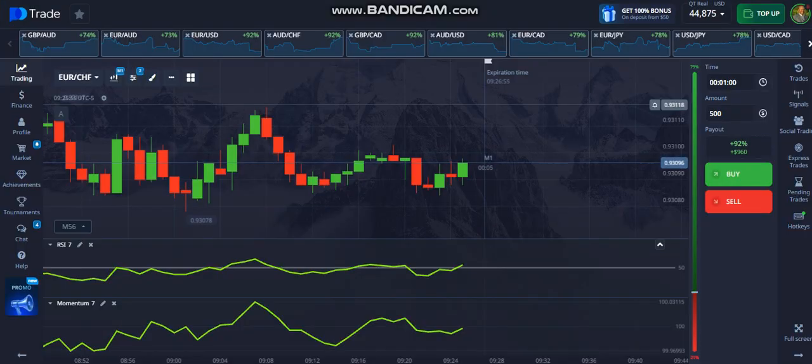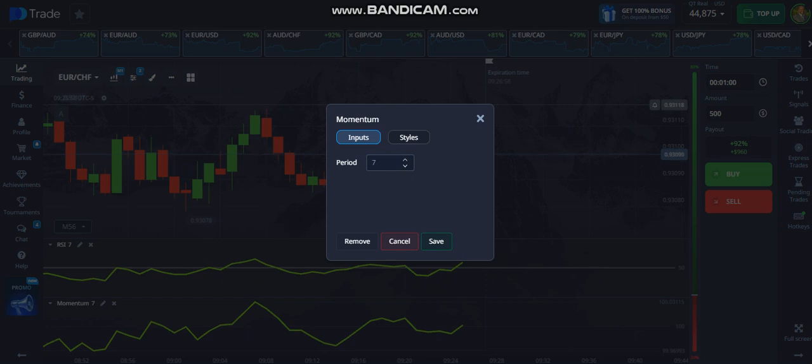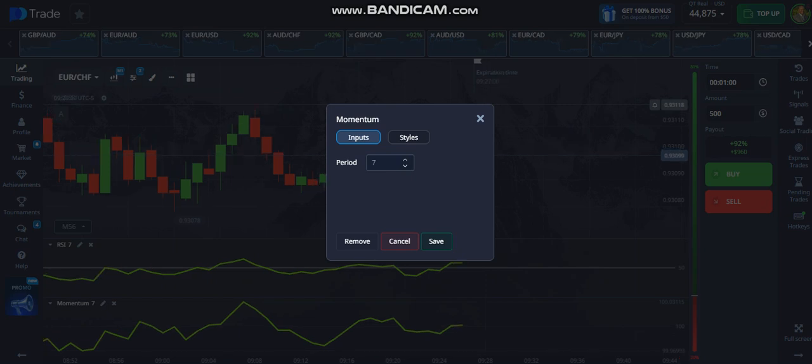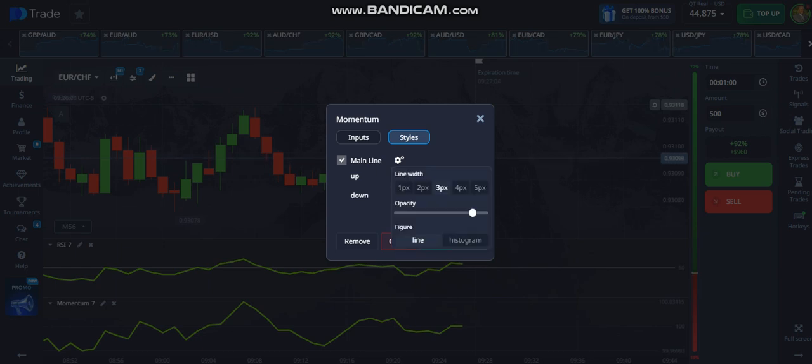Okay. So in the momentum indicator settings, I've also set the period to 7. And in the style settings, I've set the main line to line and not histogram. The histogram is the default setting, but we want the line setting, 3 pixels. Okay, so let's save that.